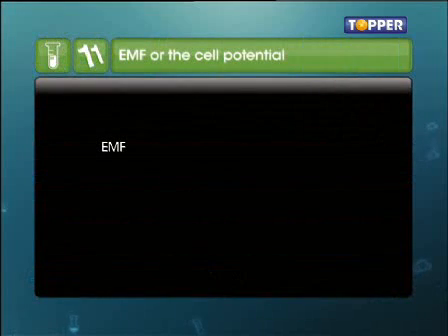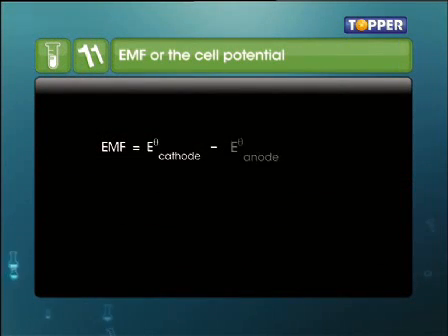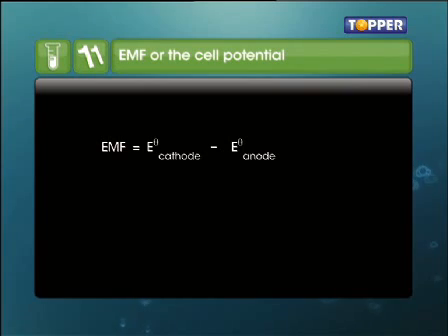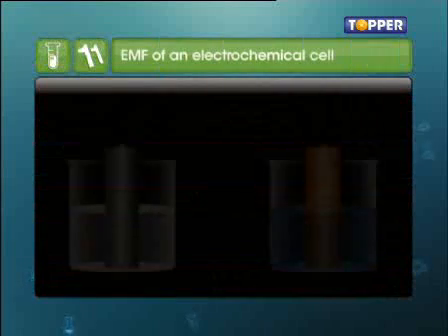Thank you for the question, and the answer is yes. We can calculate the EMF of a cell using reduction potential values. EMF is measured as the difference between the reduction potential of the reduction half cell, that is the cathode, and the reduction potential of the oxidation half cell, or the anode. Let us understand EMF better with the help of an example.